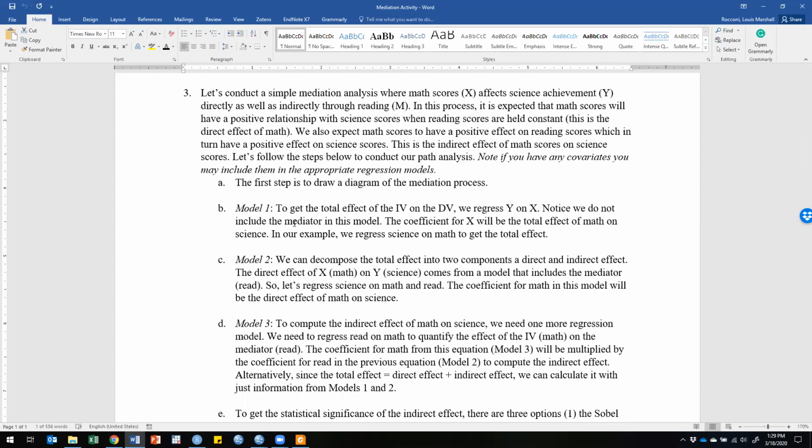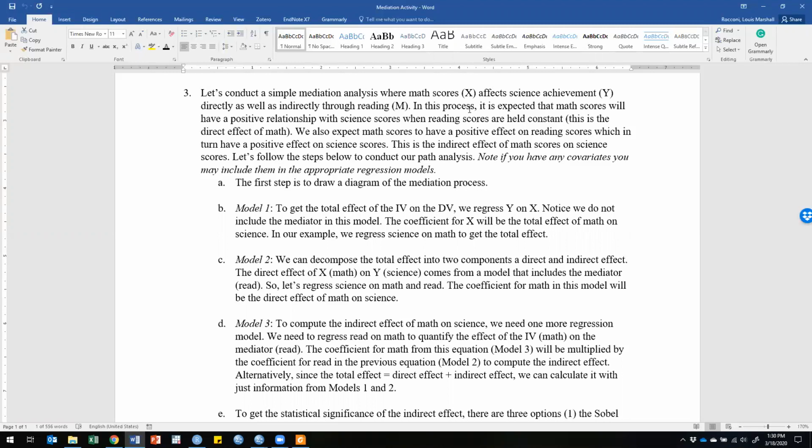So we're going to start off just conducting a simple mediation analysis where math scores affect science achievement directly as well as indirectly through reading. Math scores are our main variable of interest, and reading scores are our mediator variable. In this process, it's expected that math scores will have a positive relationship with science scores when reading scores are held constant. That's the direct effect of math on science scores.